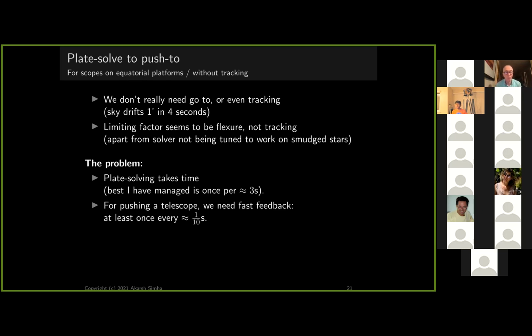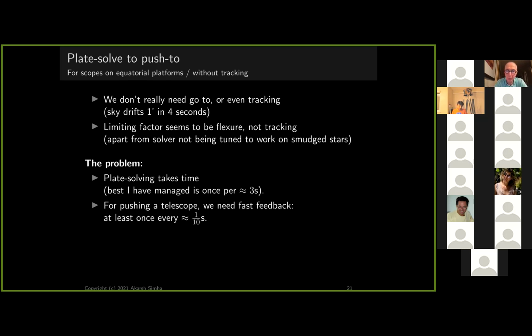So the solving itself is extremely fast because I know its scale hint. During the alignment process, I actually figure out what is the scale, arc second per pixel, of my camera. And once I give the solver the scale, it's not doing a blind solve, and that's extremely fast. So I can get a solve every 3 seconds or so. But for pushing a telescope, we need extremely fast feedback. We want 10 frames per second at least, right? So you know how you're moving.